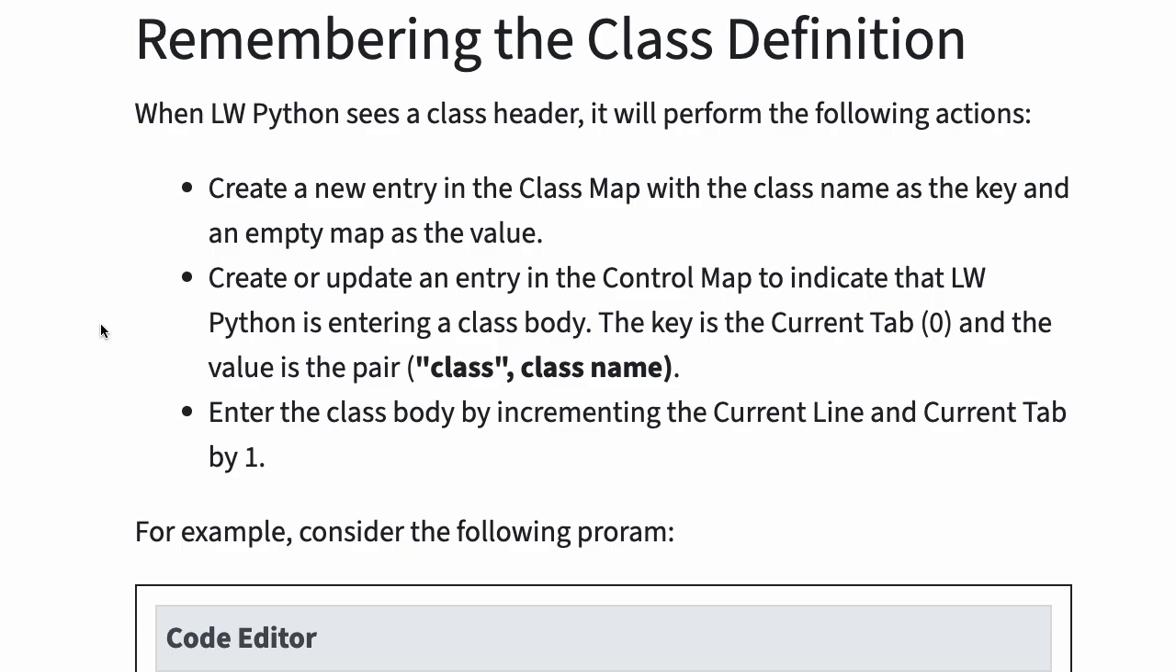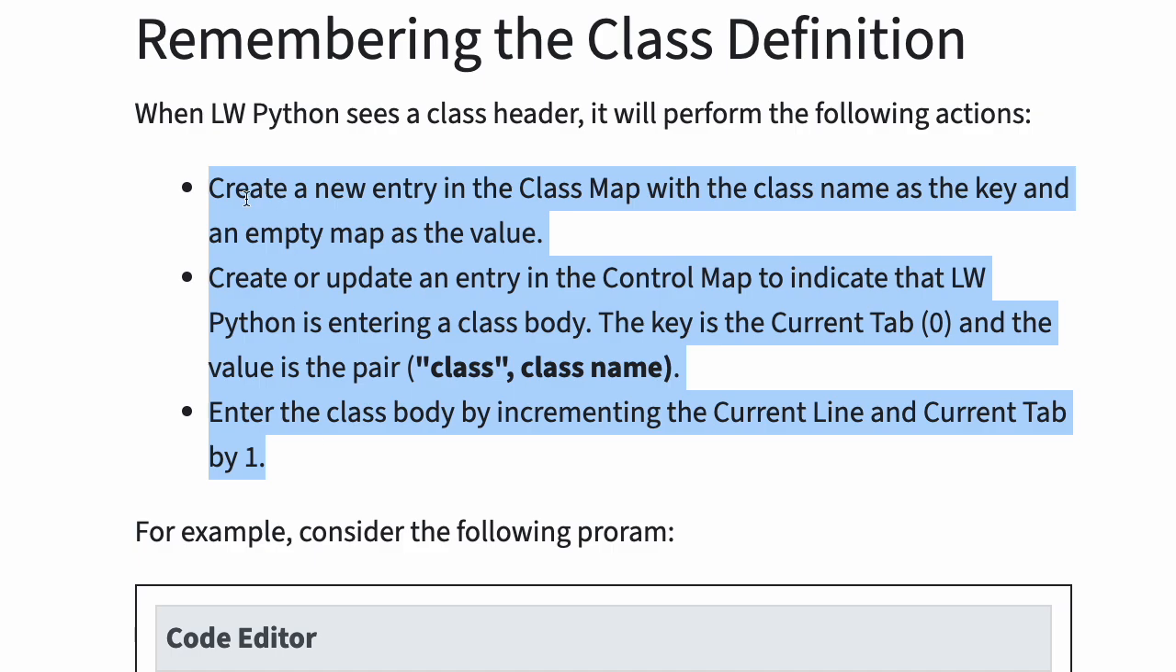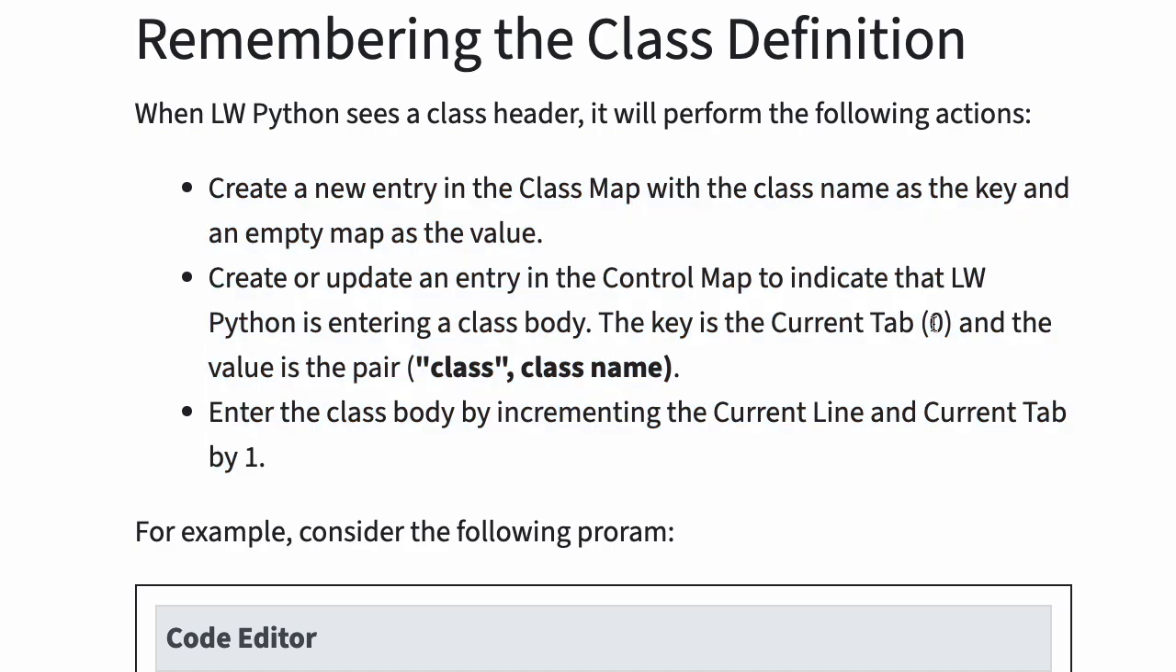When LWPython sees a class header, it will perform the following actions. First, Python creates a new entry in the class map with the class name as the key and an empty map as the value. Second, Python creates or updates an entry in the control map to indicate that Python is entering a class body. The key is the current tab, which is 0, and the value is the pair class and the class name. Finally, Python enters the class body by incrementing the current line and current tab by 1.